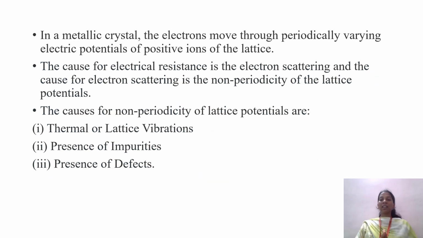Next, in a metallic crystal, the electrons move periodically, varying the electric potentials of the positive ions of the lattice. The reason for the electrical resistance is electron scattering, and the reason for the electron scattering is the non-periodicity of the lattice potential. The causes for the non-periodicity of the lattice potential are three: the thermal lattice vibrations, presence of impurities, and presence of defects. So let's learn one by one.